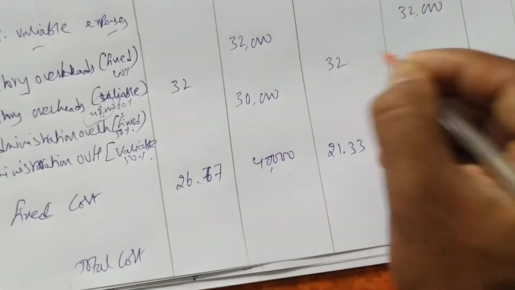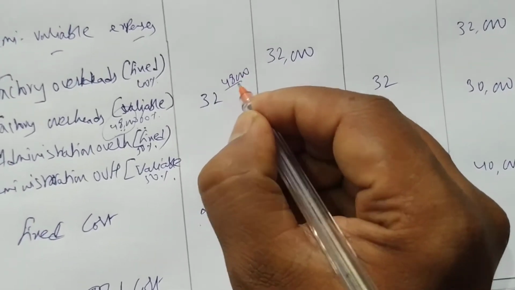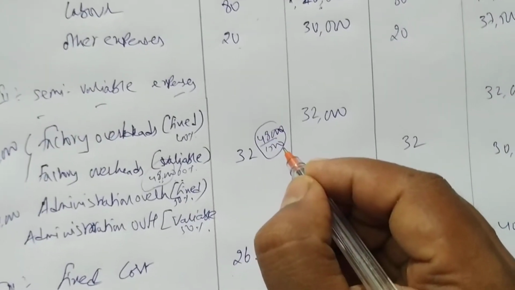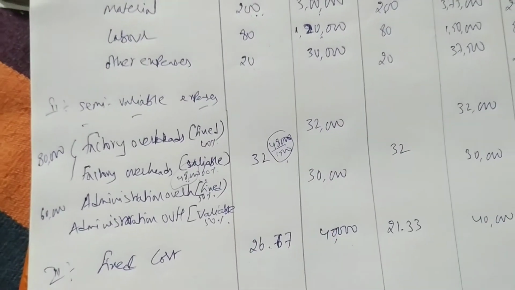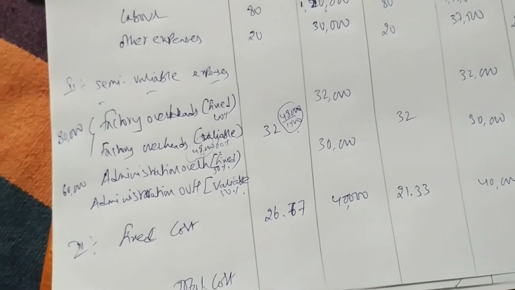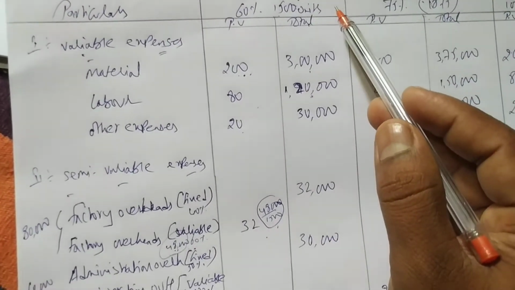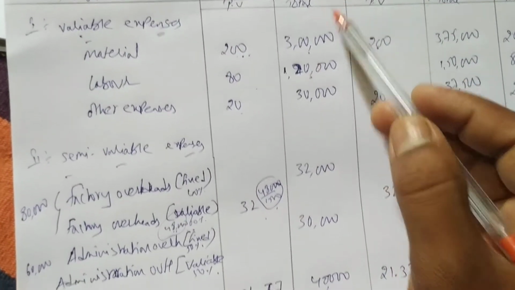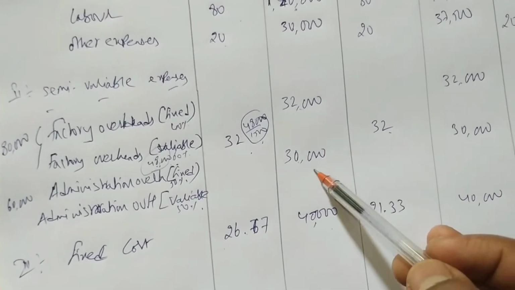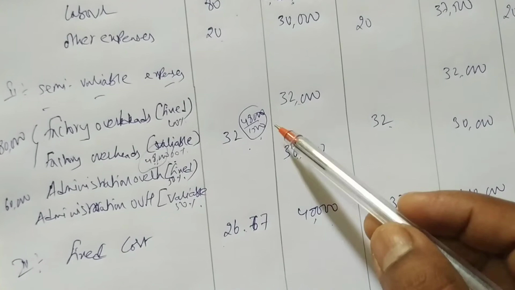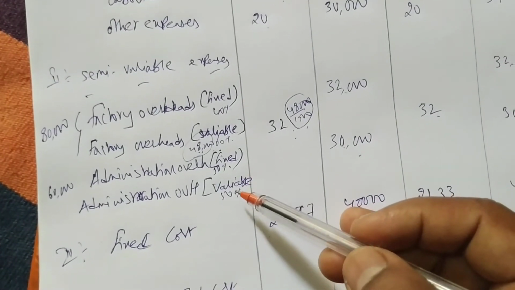So 32 rupees. How did I get this? 48,000 divided by 1500. Why 1500? The information is given in the question about 1500. So we have to divide only with 1500. Easy. So per unit is what? 32, 32, 32. Again same concept. Total fixed cost in total will remain same. So 32,000 I have written. Here also 30,000 I have written. And variable cost per unit will remain same. 32, 32, 32.